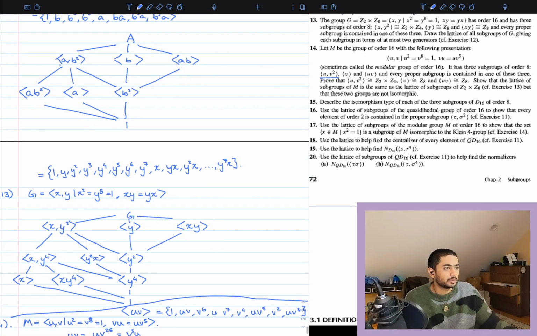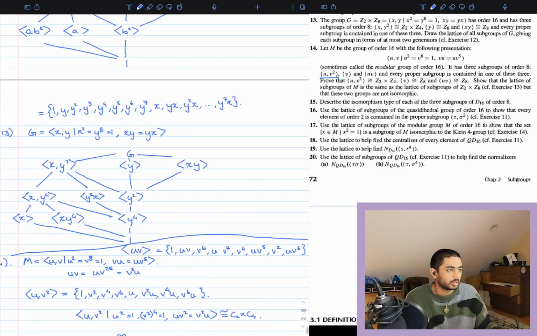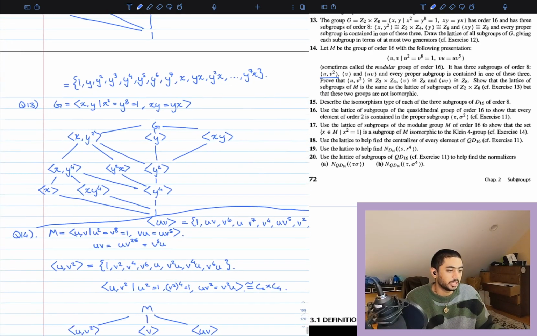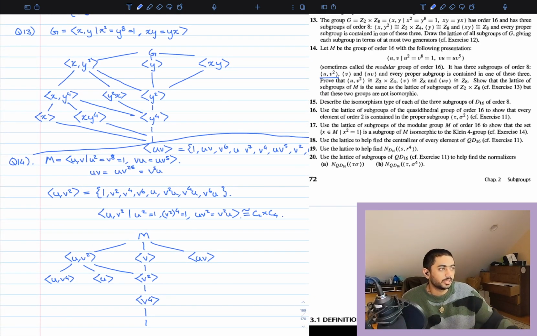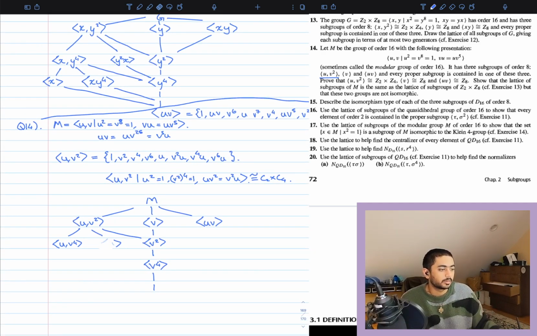It's got 3 subgroups. One generated by A and B squared, which is U and V to the 4. Then we've got B here, which should be V squared here. And then you've also got the group generated by UV. No, you've got the group generated by uv squared.